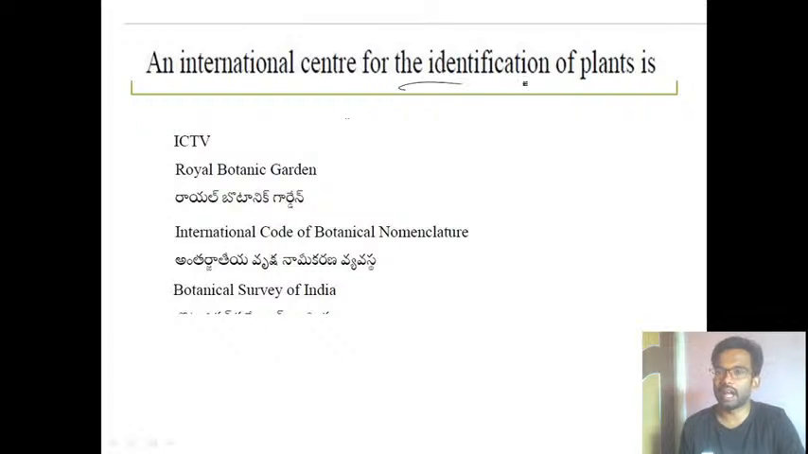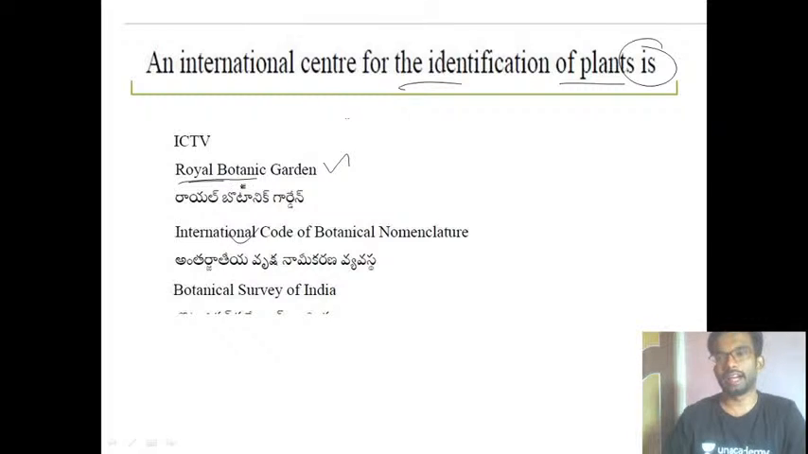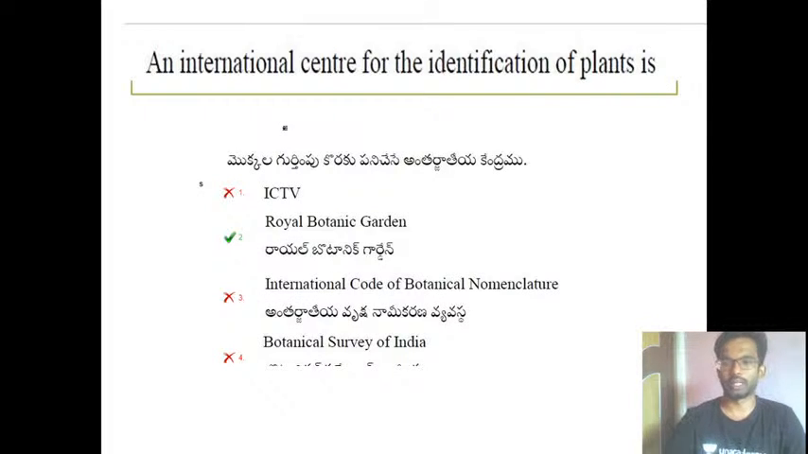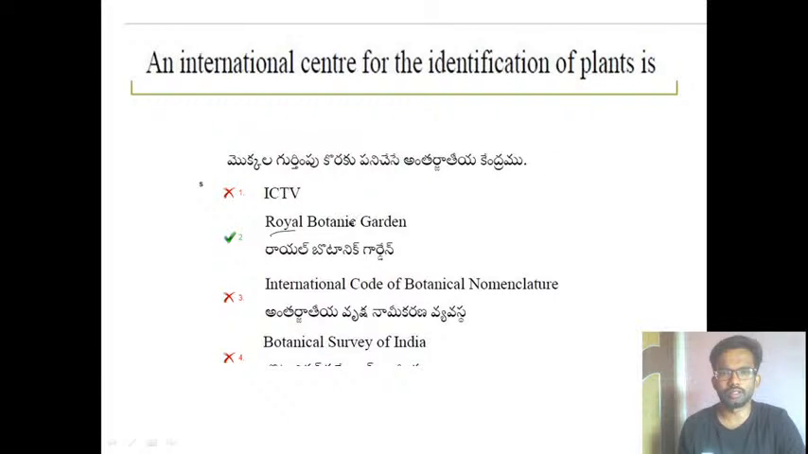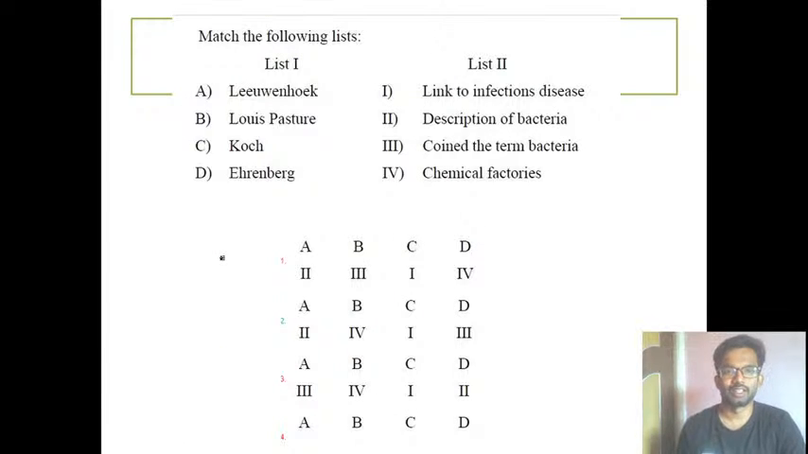The International Center for Identification of Plants is the Royal Botanic Garden. This is a place where we call it the International Center for Identification of Plants. Okay, now next question. Where is this botanical garden situated? Yes, any idea? In the next class, connect and tell me.